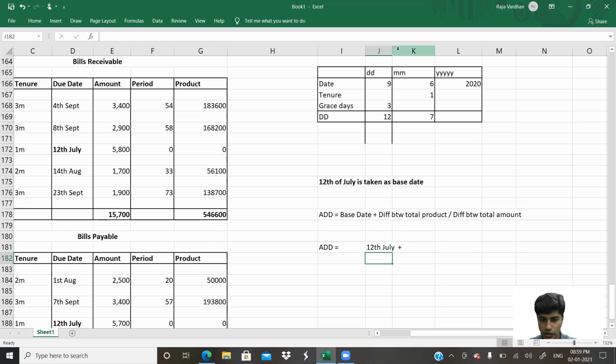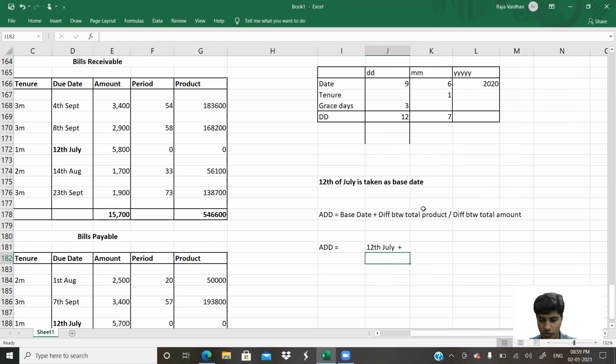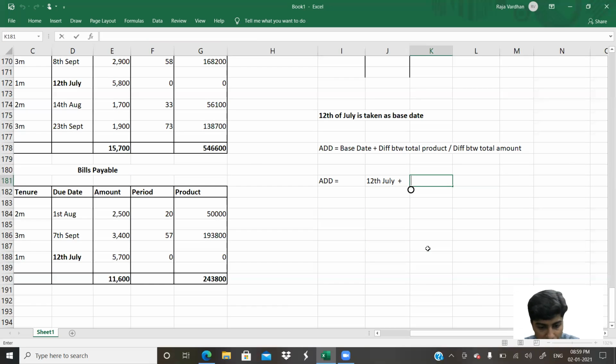12th July. Okay, next. What is the difference between the total products? Products that we have is 5,46,600 minus 2,43,800, and this has to be divided by what? Divided by 15,700 minus 11,600. This is how we find it.